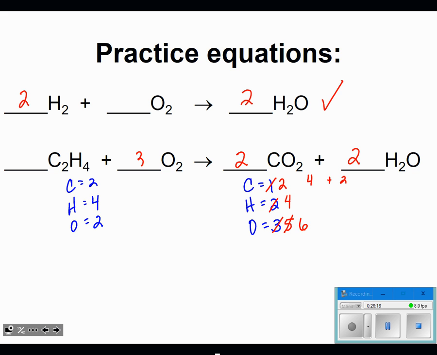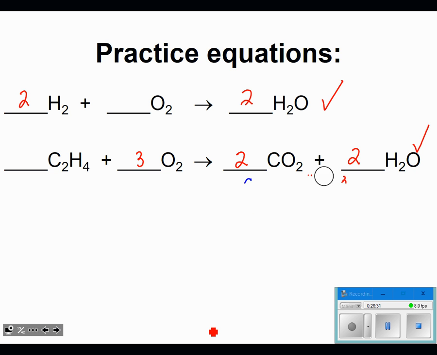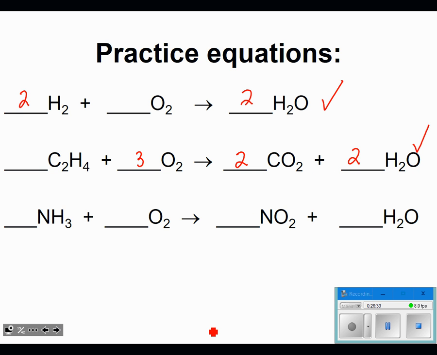So I can put a 3 right there. That will be 3 times 2, which will give me 6, and now I will be balanced. Okay. All right, my next one, I have NH3 plus O2 yields NO2 plus H2O.